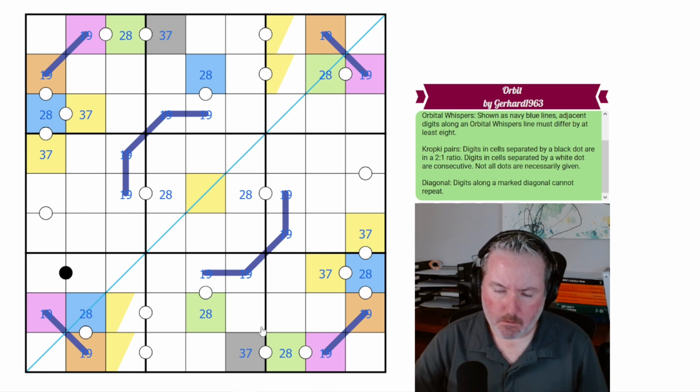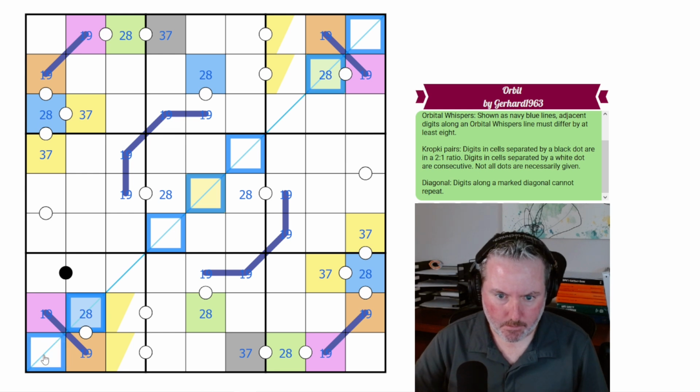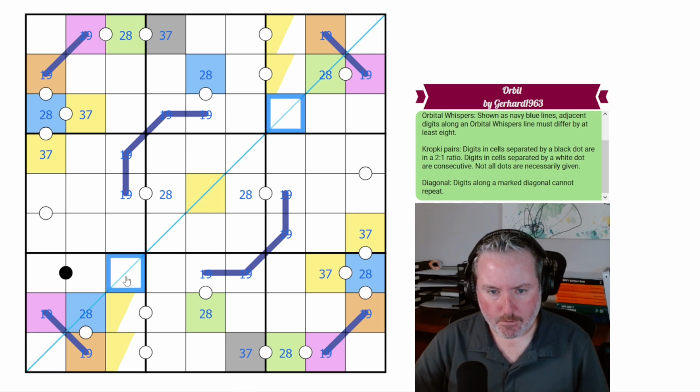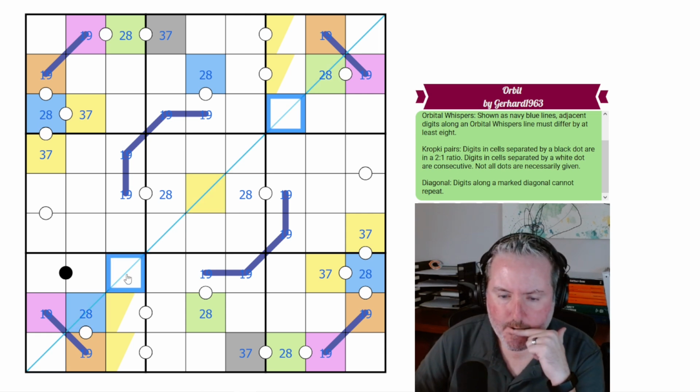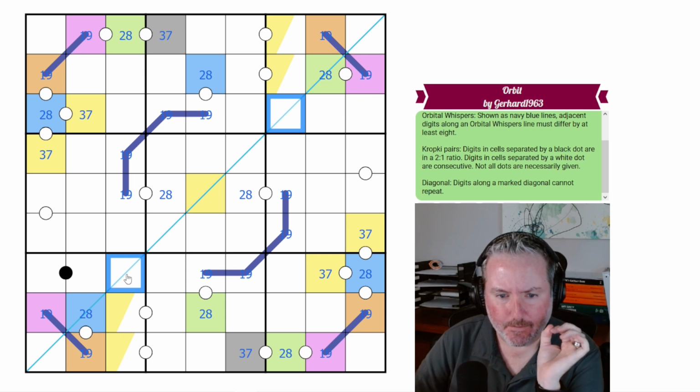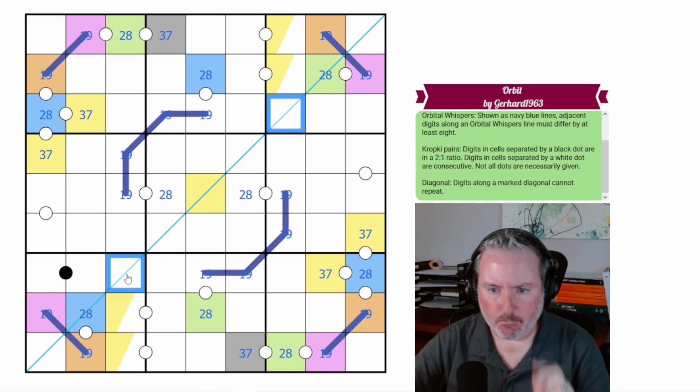Well, none of these can be gray 3-7s. These can't be gray 3-7s. There must be a gray 3-7 on this line somewhere, so one of these two is. Well, there's still not quite enough information there to be able to rule out which one is which.